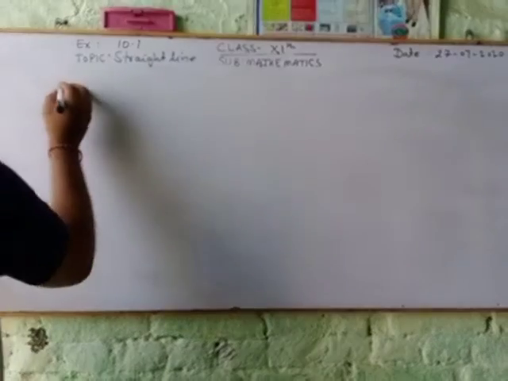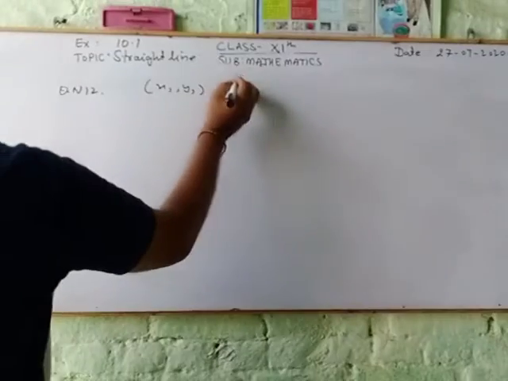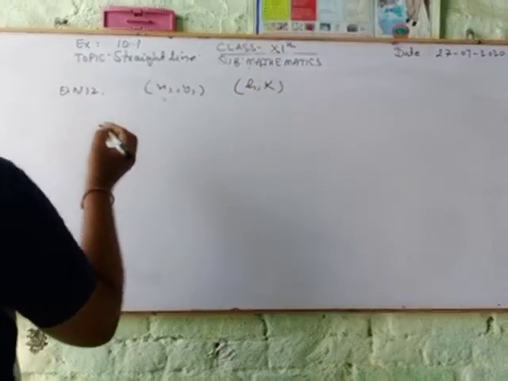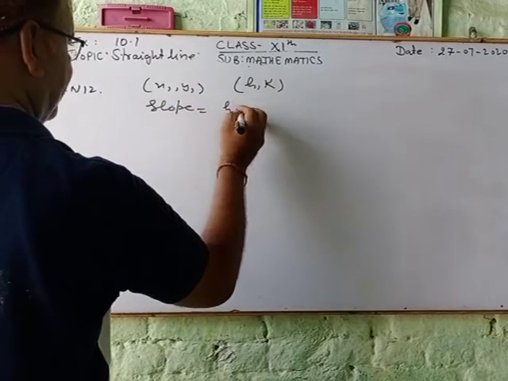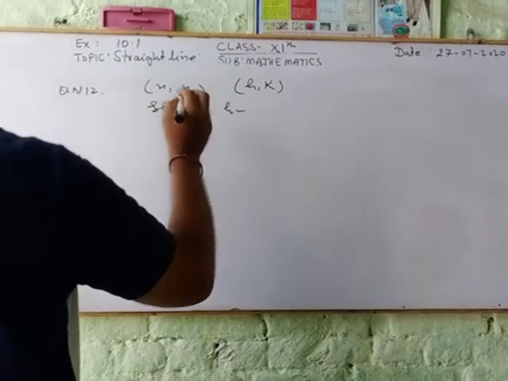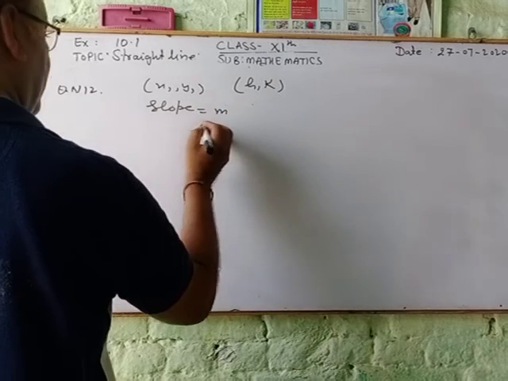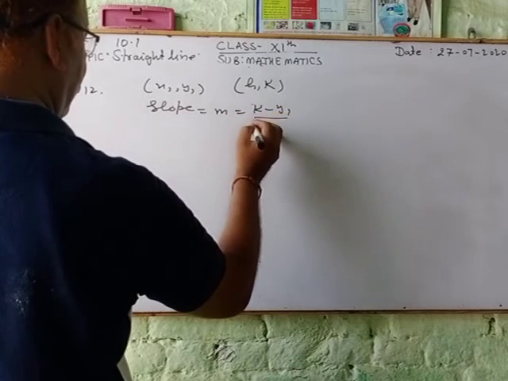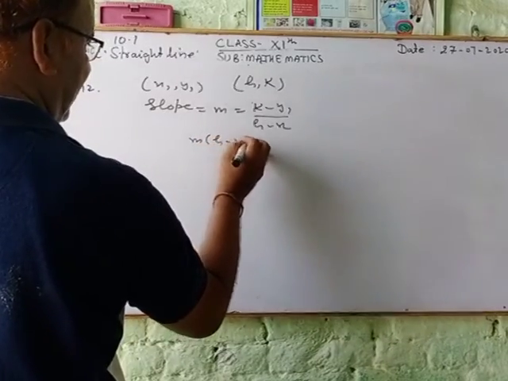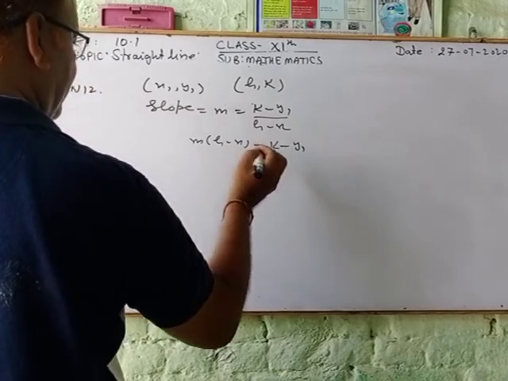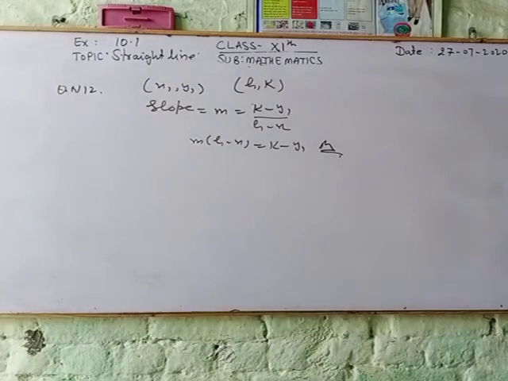In question number 12, a line passes through (x1, y1) and (h, k). The slope of the line m becomes equal to (k minus y1) upon (h minus x1). So m equals (k minus y1) upon (h minus x1). Also we get the answer. That is question number 12.